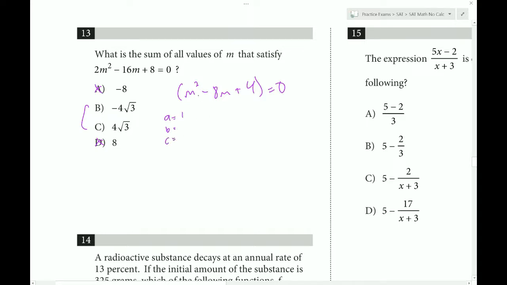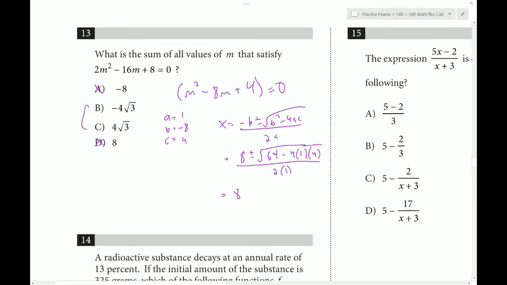So we can use a equals 1, b is equal to negative 8, and c is equal to 4. So our equation is x equals negative b plus or minus square root b squared minus 4ac all over 2a. So negative b will be 8 plus or minus square root b squared will be 64 minus 4 times 1 times 4 all over 2 times 1. So that's 8 plus or minus square root of 64 minus 16 all over 2.